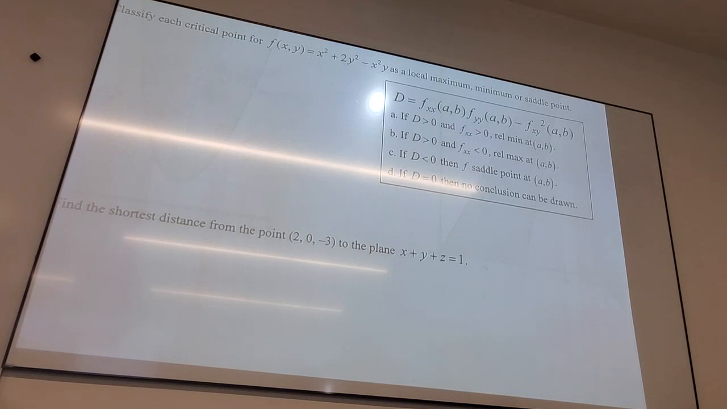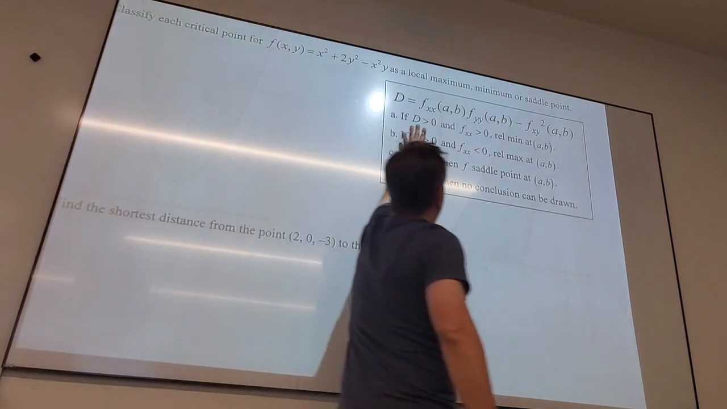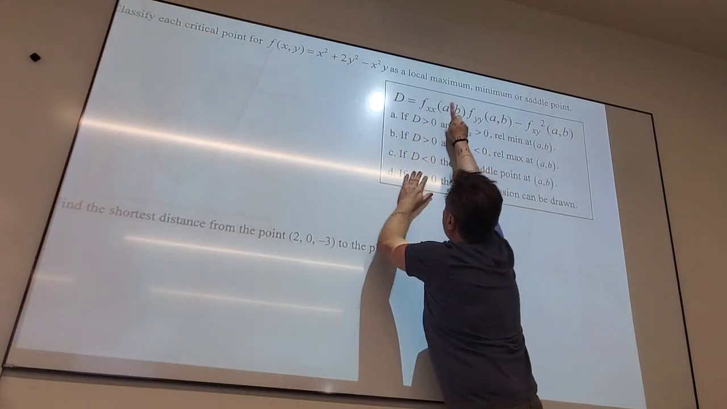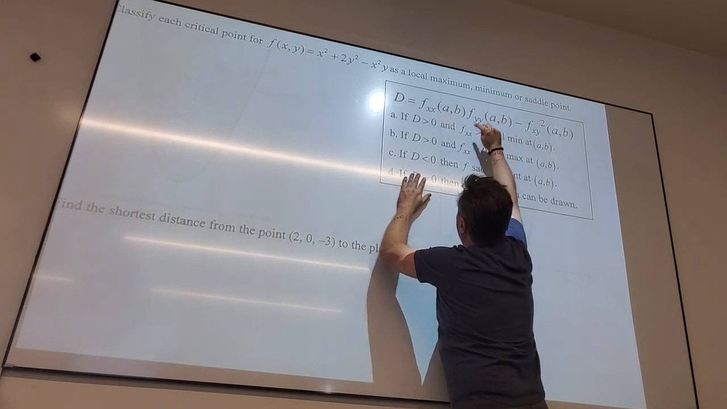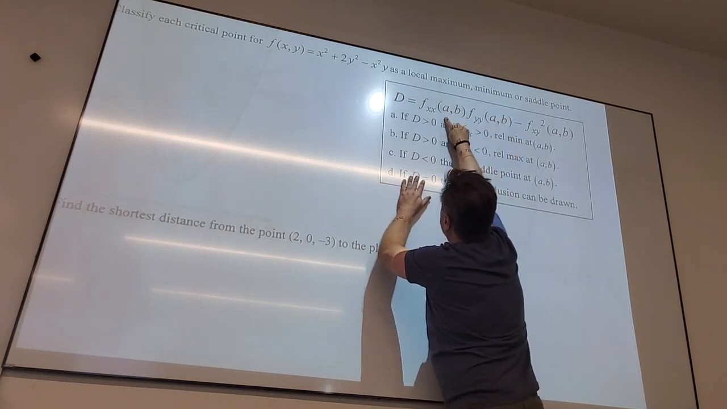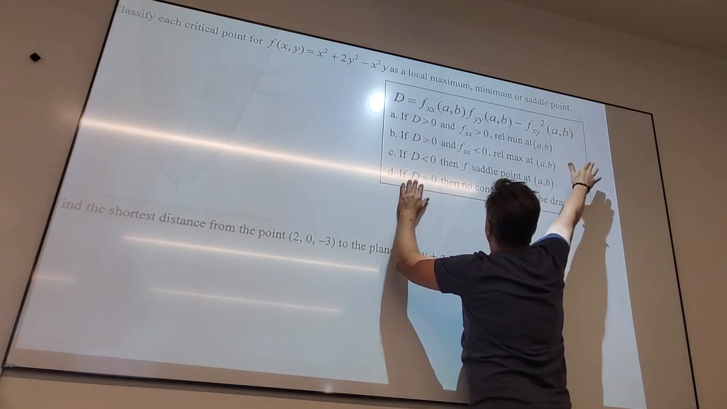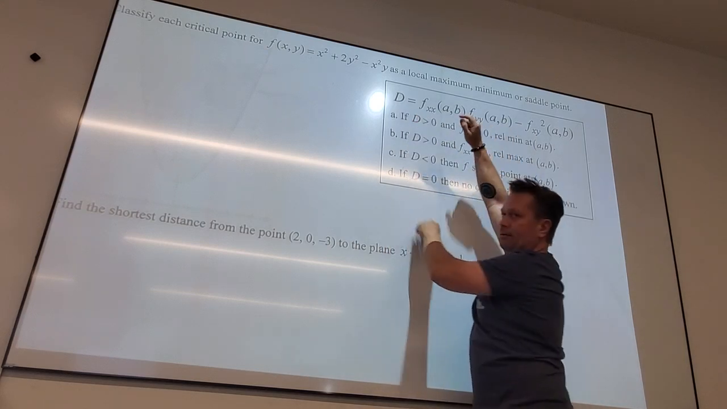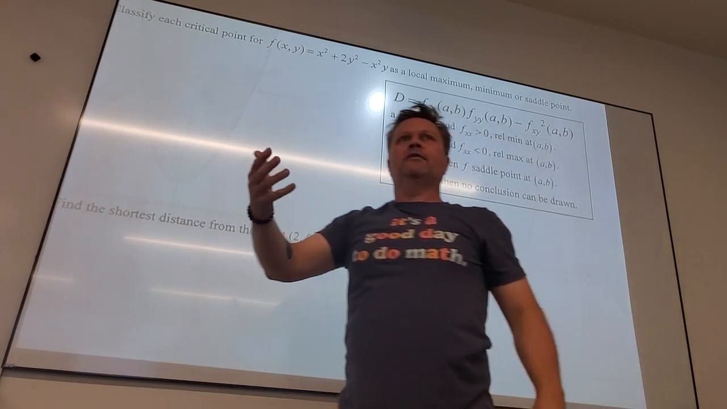Therefore, if D is positive, and this piece is positive, what else is this saying? What is it saying about this piece? What must be true about this? If that's positive, and this whole thing is positive, what can that not be? Can't be negative.